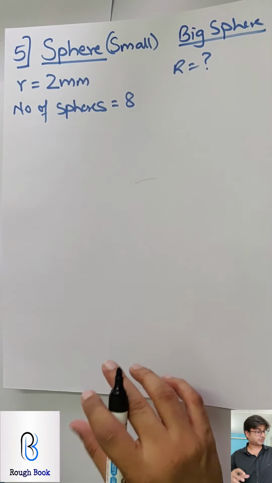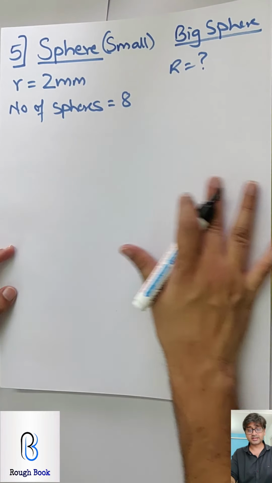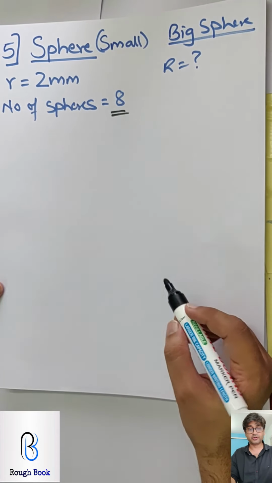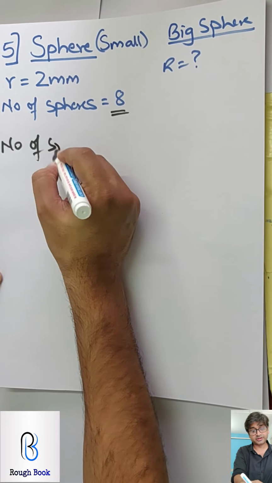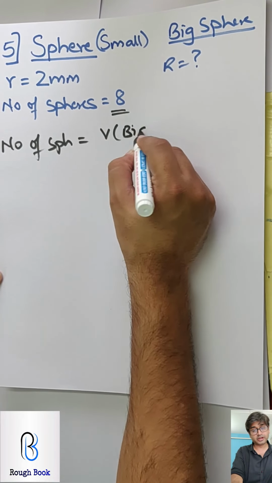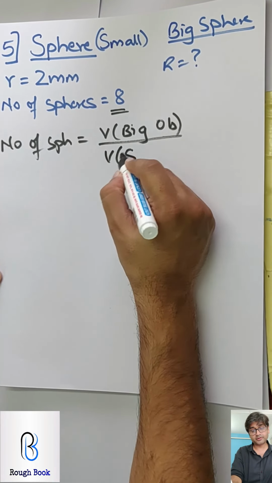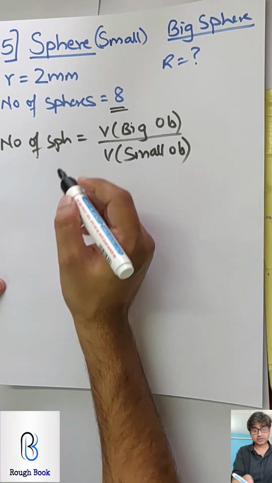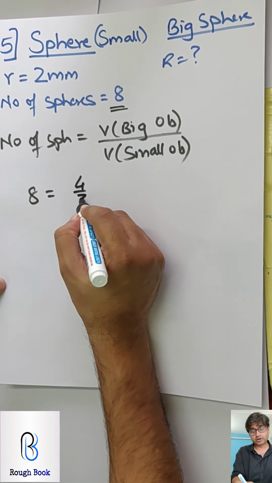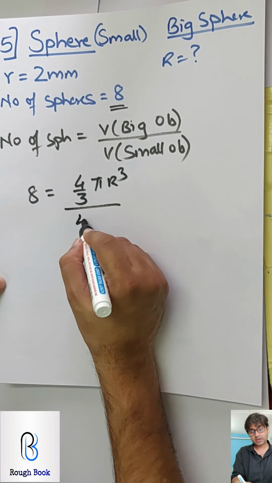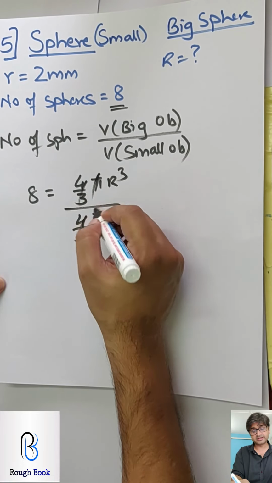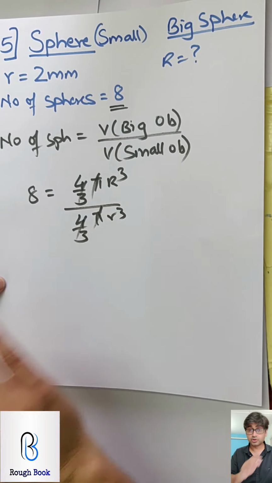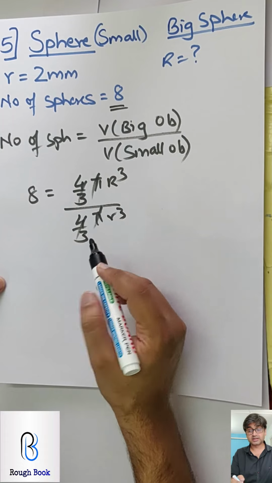Okay. The next one, sum number 5. Again the same thing. Small sphere, big sphere. So how many spheres already given to you? So let's use the same logic. Number of spheres is equal to volume of big object upon volume of small object. Substitute whatever is given, 100% you will get the answer. So number of spheres 8, volume is 4 upon 3 pi capital R cube, 4 upon 3 pi small r cube. Gets cancelled. Don't do it separate. I'm repeating it again. Don't find this separate and then get them. You will mess it up. Do it together so that things get cancelled.